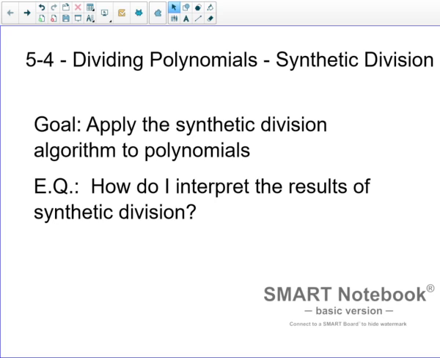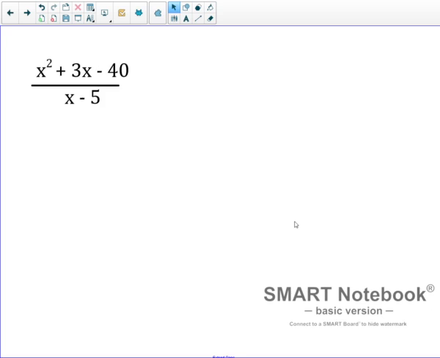And you'll see as we work through these, the process itself is actually pretty quick. But there is some thought you have to put into getting it set up properly, and then also how you interpret the results. So these are some of the same examples we looked at in yesterday's lesson. We're just going to do these again today using synthetic division. And you see that again, the process goes fairly quickly, but you do have to set it up correctly in order for it to work.